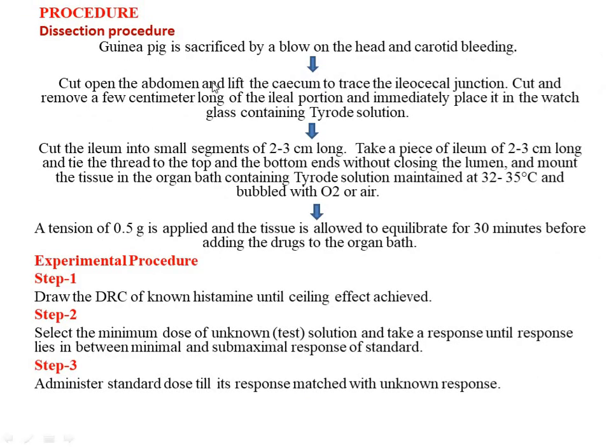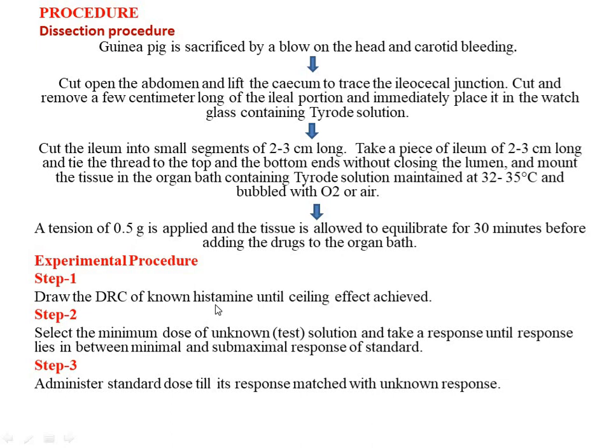In the procedure, by using a blow on the head and carotid bleeding, we will sacrifice the guinea pig and we will follow the process as given in this slide. And after making all arrangements along with the student organ bath and mounting the tissue, first we will draw a DRC, dose response curve, of the known, that means standard histamine, which we are using here, 10 microgram per ml.